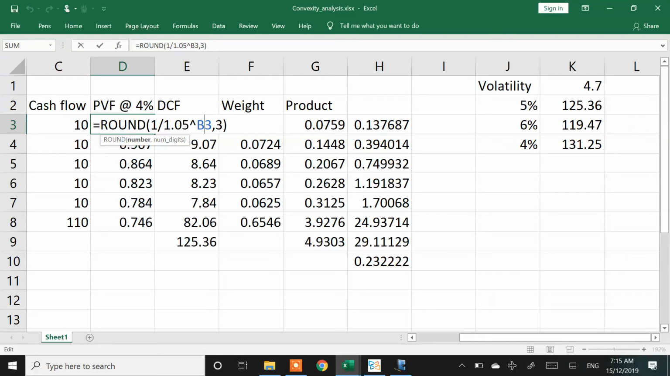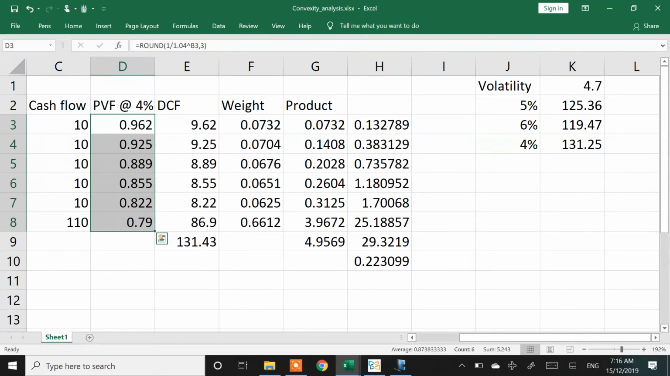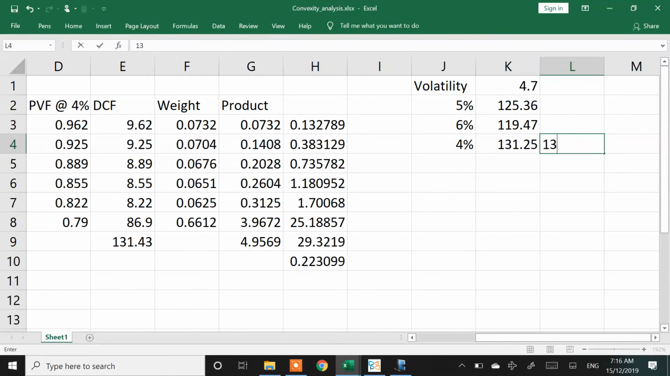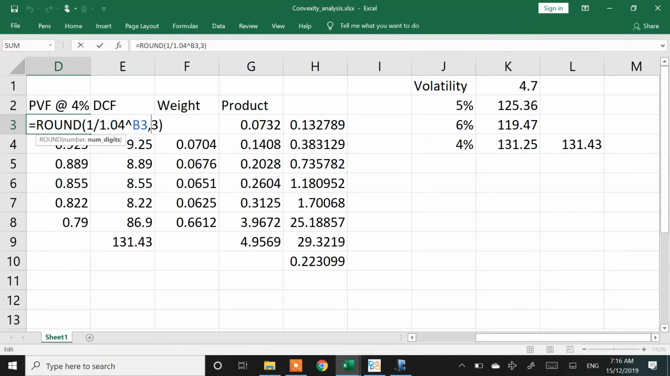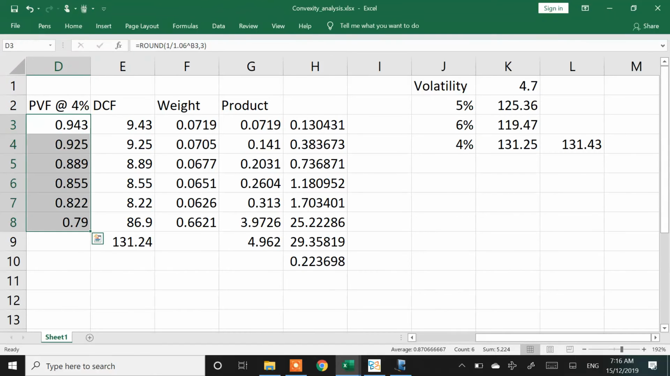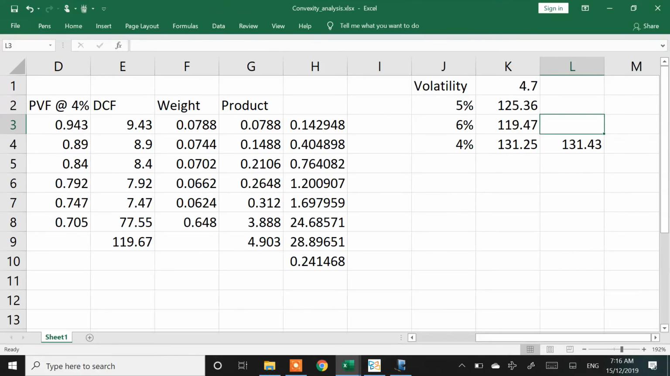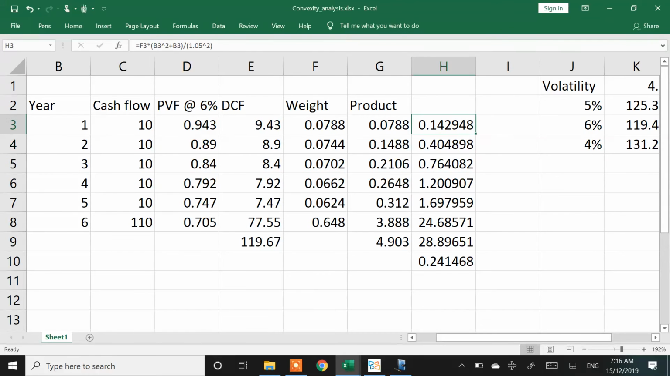If I do it at 4%, the real answer is 131.43, which is close, but the exact answer is 131.43. And if you do it at 6%, it is 119.67. So the actual answer varies slightly. If you go by your normal adjustments, it doesn't work. At 6% I get 119.67 as the actual answer, and at 4% I get 131.43. So there is something called a convexity adjustment to be done.